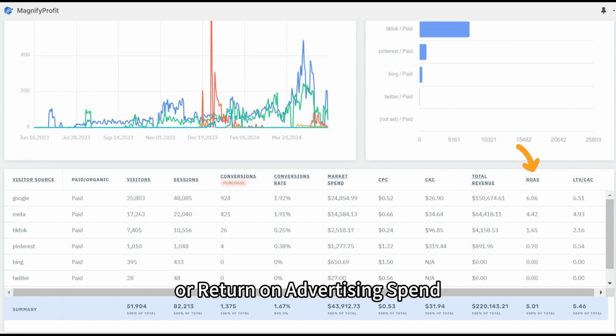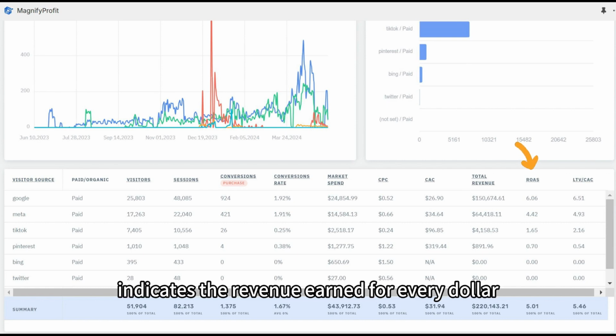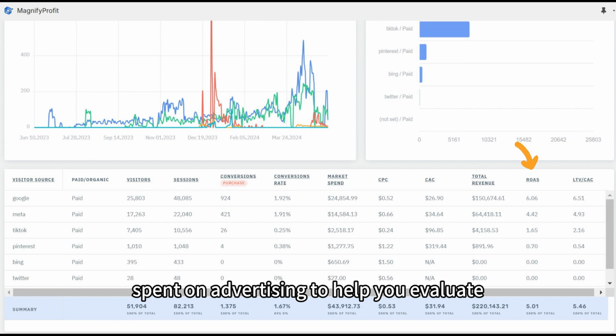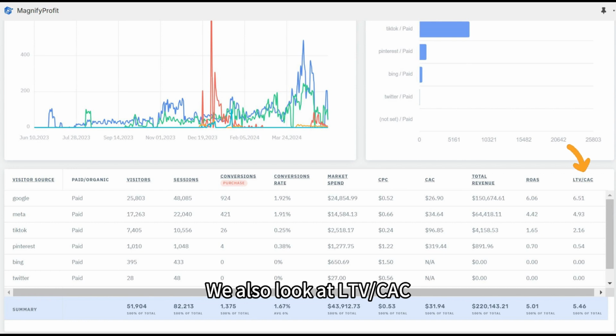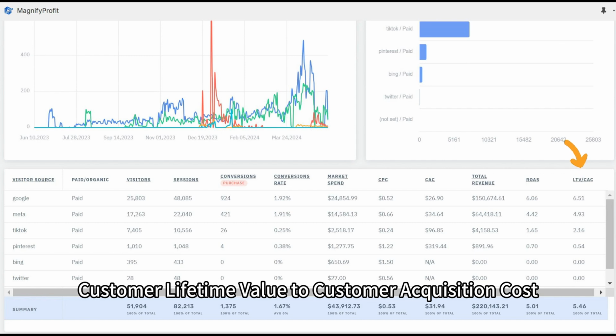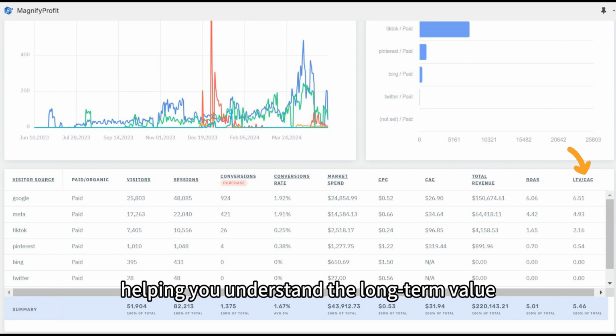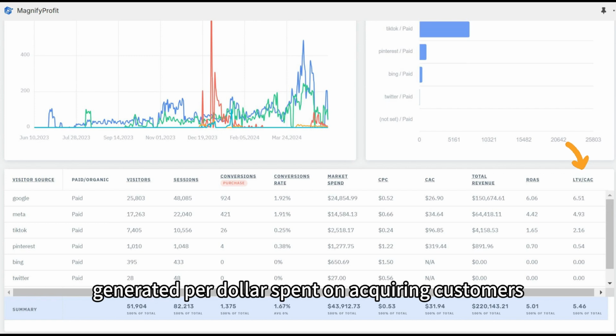on advertising spend, indicates the revenue earned for every dollar spent on advertising to help you evaluate the short-term return on investment from advertising. We also look at LTV/CAC, which is the ratio of customer lifetime value to customer acquisition cost, helping you understand the long-term value generated per dollar spent on acquiring customers.